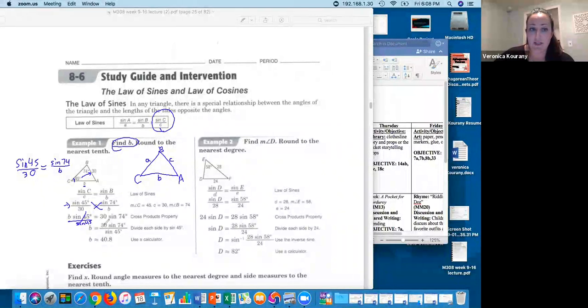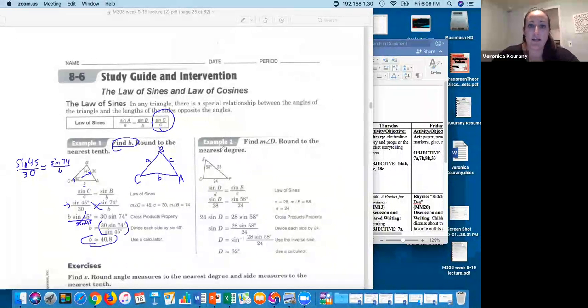And this right here, you could just plug into your calculator as is, and it will give you the approximation of your side length. Make sure that you have your calculator in degrees, because we're working with angles. When we get to circles, we'll be working with radians, so then I'll have you switch there. Okay?